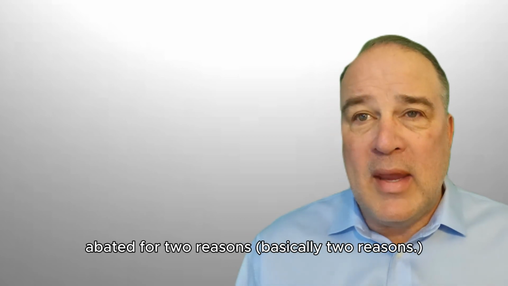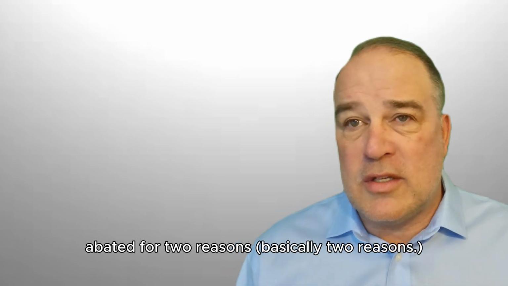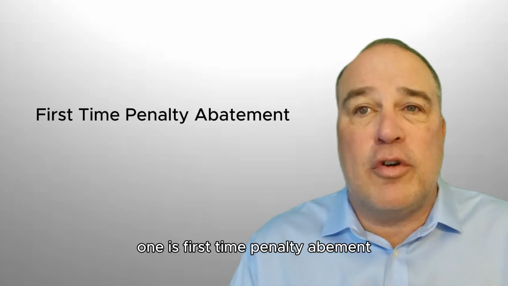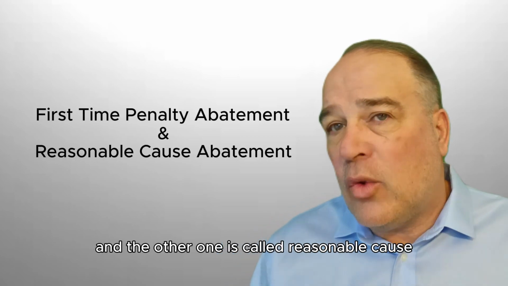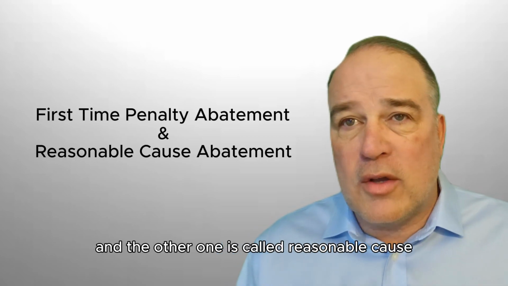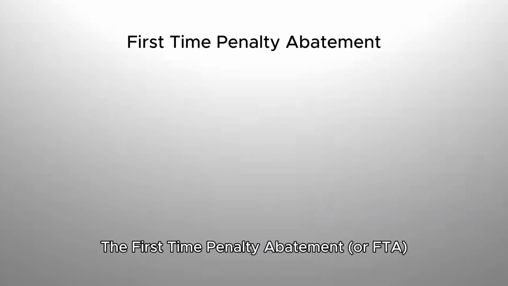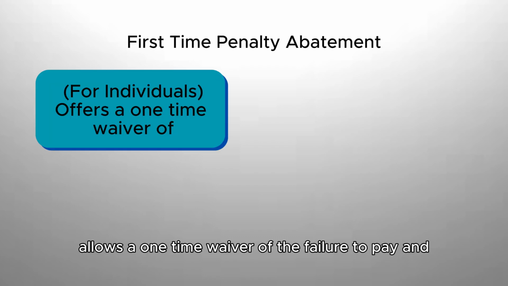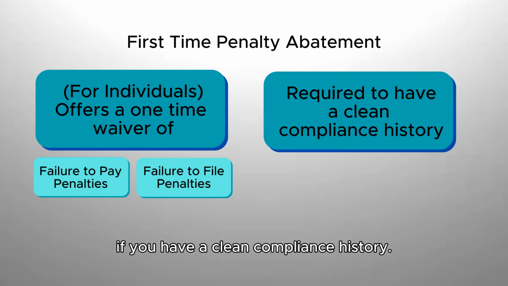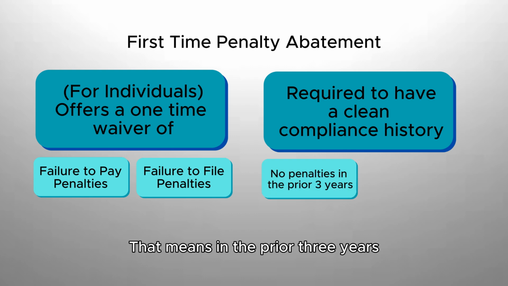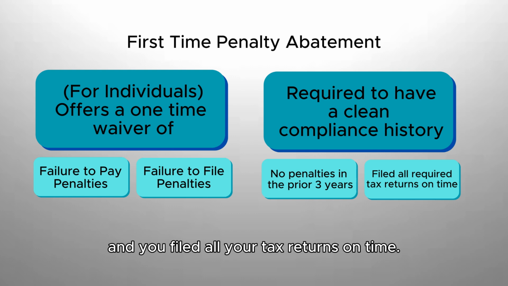penalty abated for basically two reasons. One is first-time penalty abatement, and the other one is called reasonable cause. Now, first-time penalty abatement is always what we try first. The first-time penalty abatement, or FTA, allows a one-time waiver of the failure to pay and failure to file penalties if you have a clean compliance history. That means in the prior 3 years you have no penalties and you've filed all your tax returns on time.